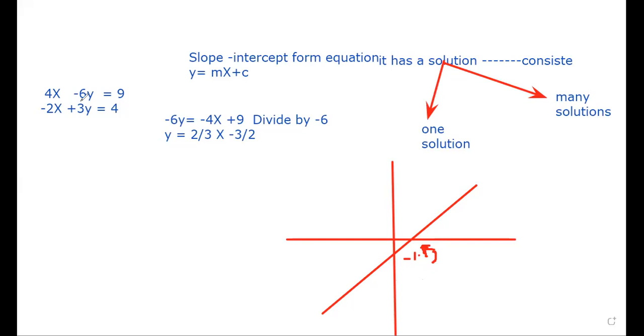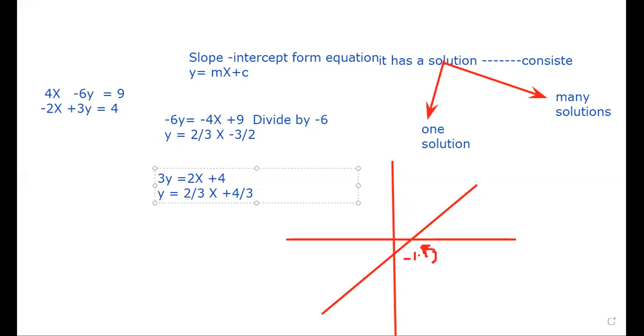Second equation, we have 3y. For the second equation, we will rearrange first. So you have 3y equals 2x plus 4, right? Then we will divide by 3 on both sides. Then y equals 2 over 3 x plus 4 over 3.